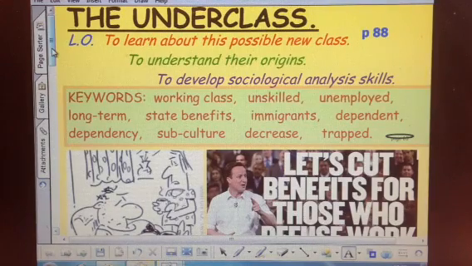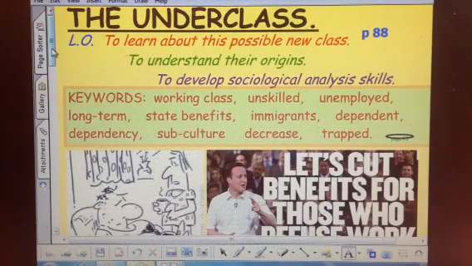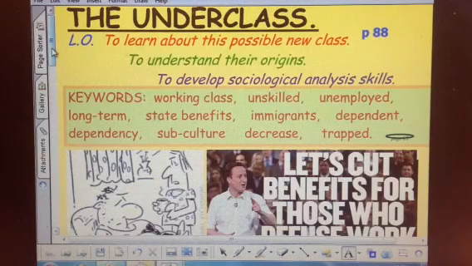Lesson for Year 10 Sociology on the Social Inequality section: the underclass, a group possibly at the bottom of the working class system. We're going to learn about this possible new class, understand their origins, where they come from, and develop our sociological analysis skills.